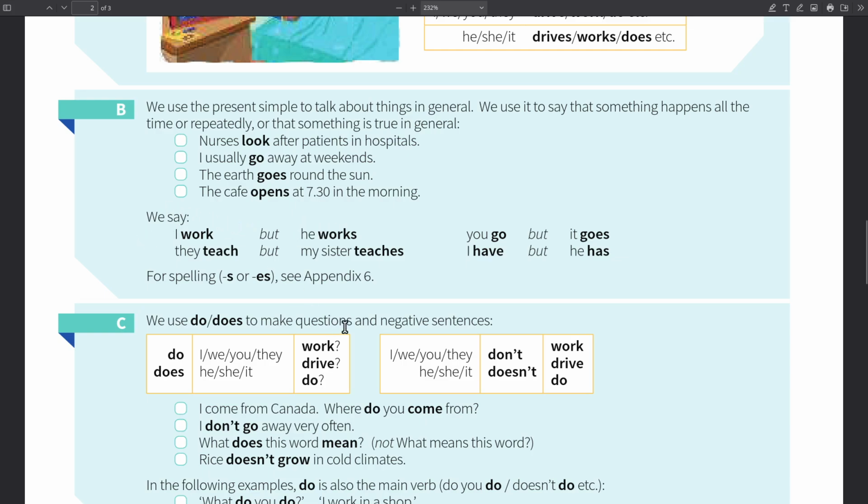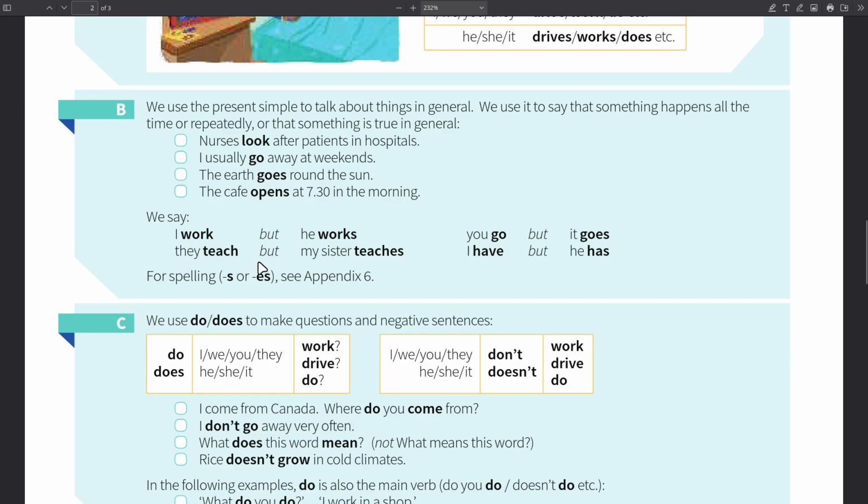Okay, another example would be you go, right? We're talking about the second person, but when I say it goes, right, we're talking about the third person. Or we can say they teach, right? They teach. We are talking about the plural. Maybe we are not talking about ourselves and other people. We're only talking about a specific group of people, right? We're talking about the plural. In this case, they teach.